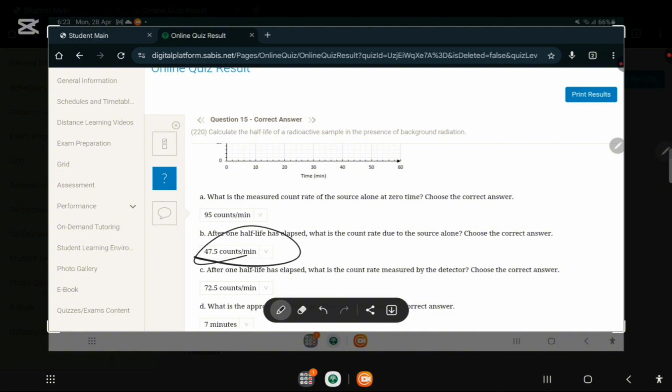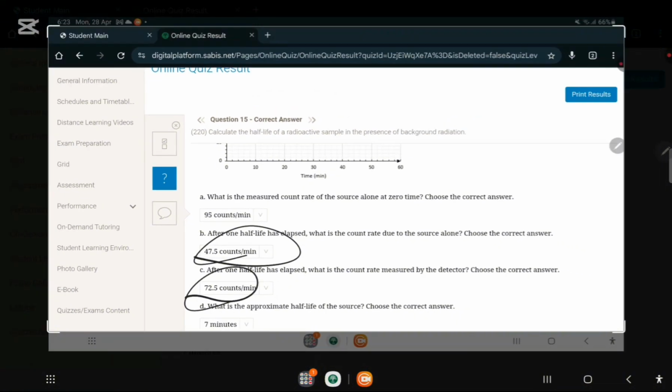After one half-life has elapsed, what is the count rate measured by the detector? Okay, here you might think you halve 120, but it's wrong. Background radiation is always constant, it never changes, it never dies out. So what you do is take the half-life of the source alone plus the background radiation, which is 47.5 plus 25, which is 72.5, which is the answer here.